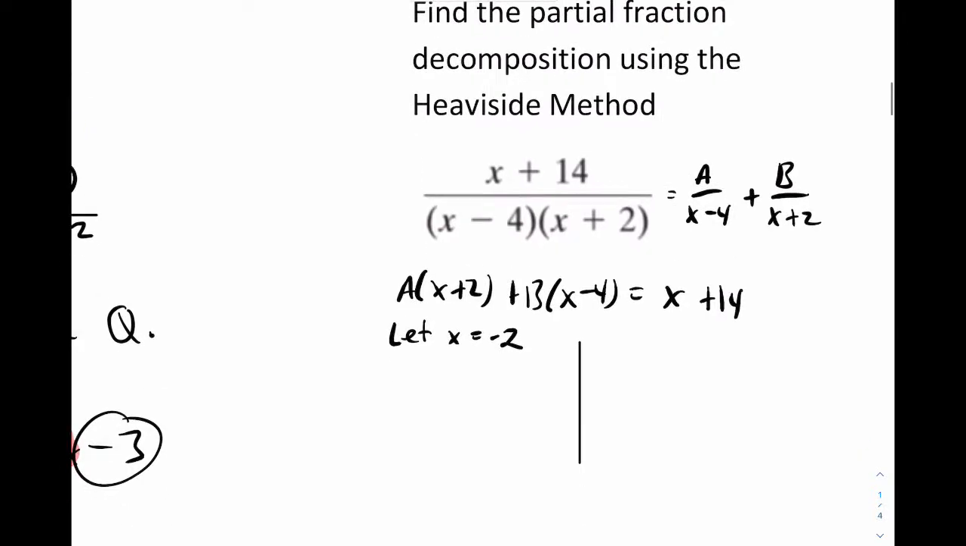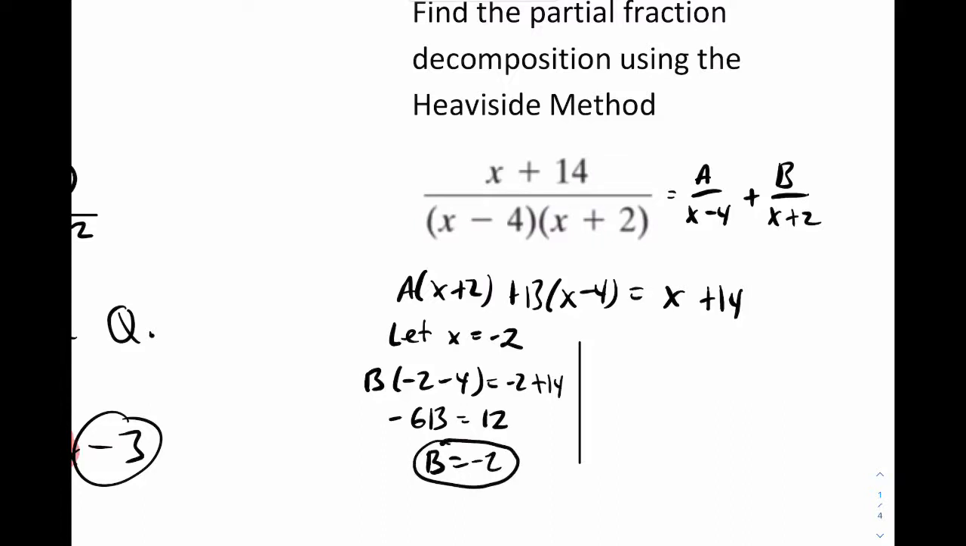Now by doing that, look what happens. If I plug in -2 here, this eliminates itself. So I get b, plug in -2, that's equal to -2 plus 14. And I get -6b should equal 12. So b is -2. So by plugging in the value for x that's convenient, I was able to solve it pretty easily. And to get the other variable, I'm going to let x equal 4, because I would knock this thing out.